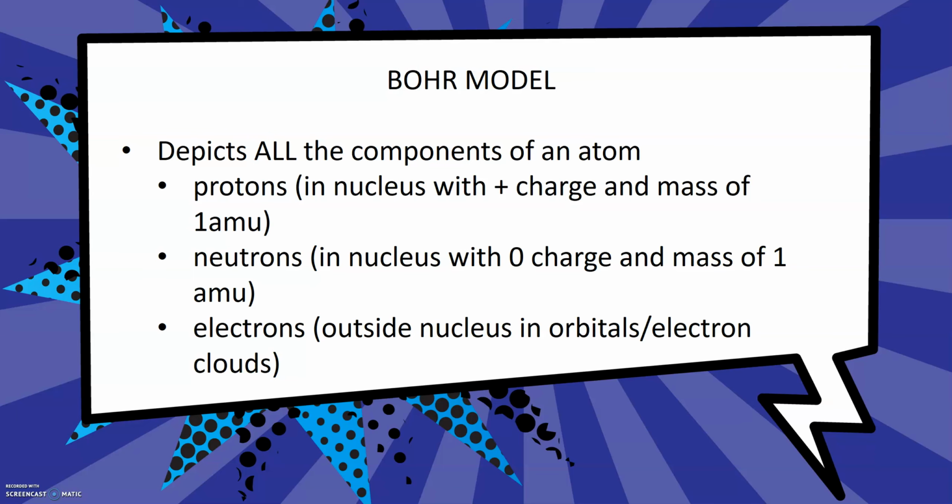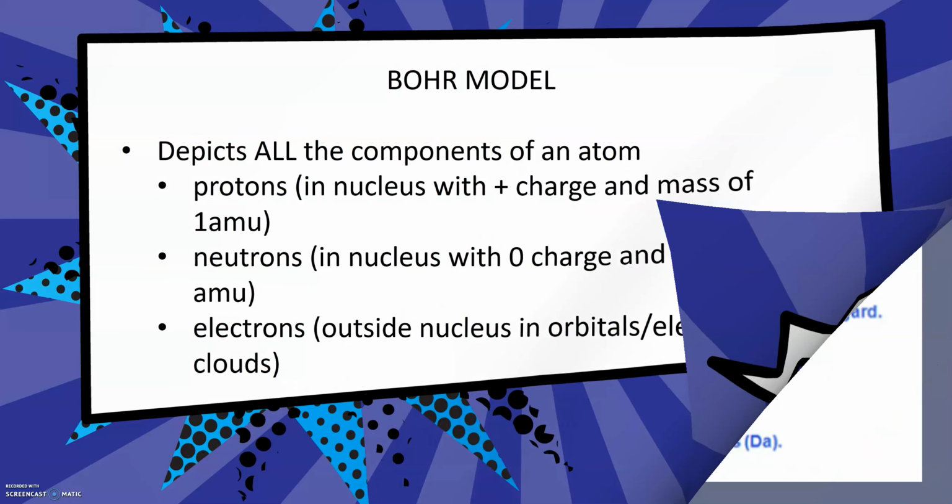The Bohr model depicts all the components of the atom, so that's different from the Lewis dot. It's got the protons, the neutrons, and the electrons in our Bohr model.